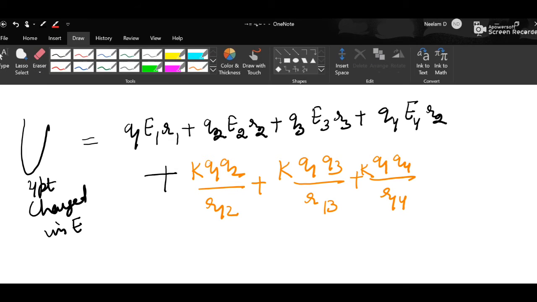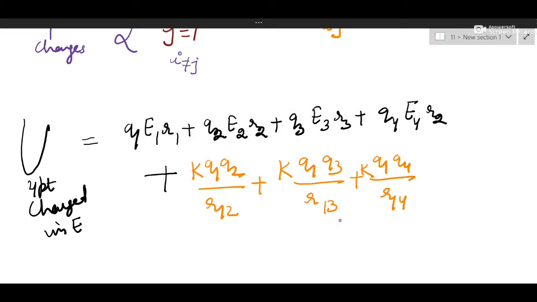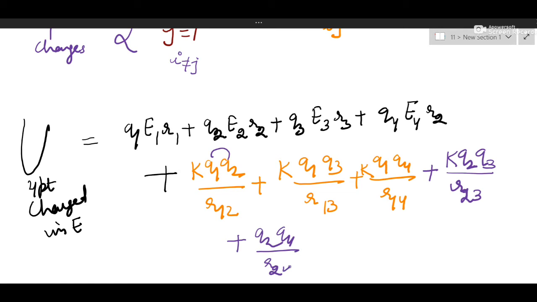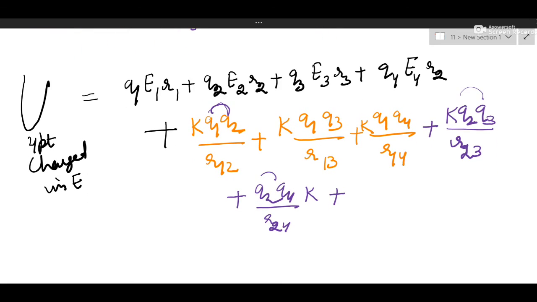So I have written all the interactions of first charge. Now I can write for second charge. K, Q2 will interact with Q1, that I have written here, so it will interact with Q3. All possible combinations you will write, but don't repeat any. Q2 Q1 and Q1 Q2 are same. Now Q2 will interact with Q4 upon mutual separation, but see I have not written K, so please write. So Q2 Q3, Q2 Q4, Q2 Q1 covered. Now it's Q3 and Q4.